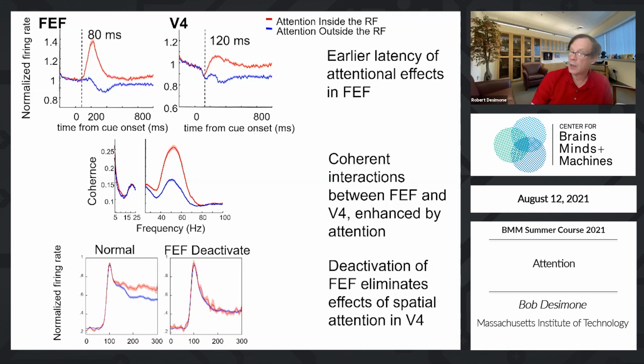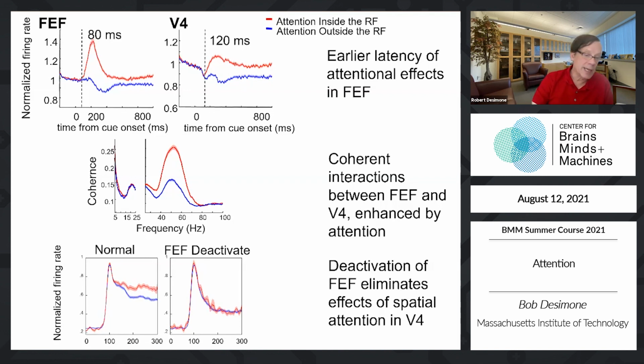If you look at coherent interactions between the frontal eye fields and V4, that's shown here, and you can see that with attention, the firing rates between the frontal eye field and V4 become a lot more coherent in the gamma range. There's a big enhancement of coherence with attention, suggesting more effective communication between the two areas.